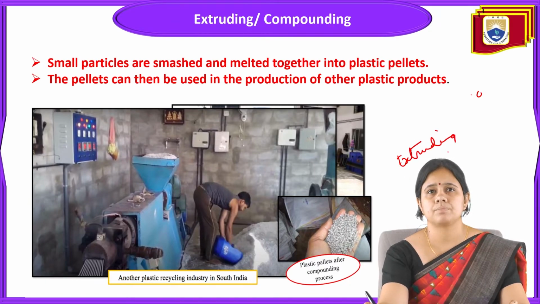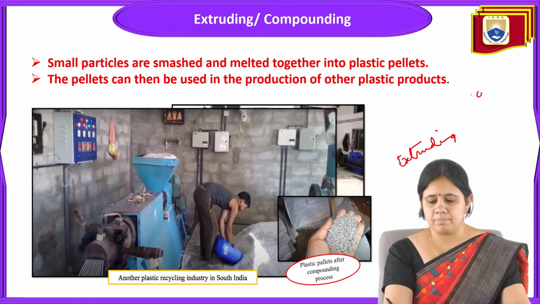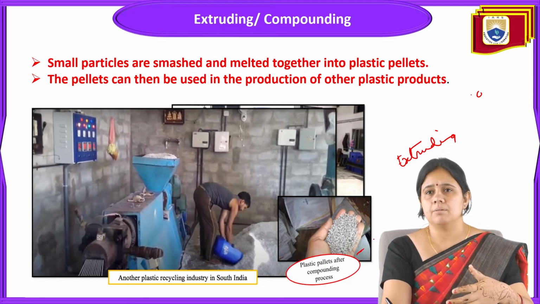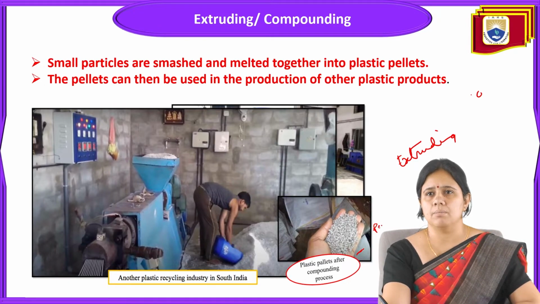Extruding means small particles are smashed and melted together into plastic pellets, and the pellets can then be used in the production of other plastic products. So this is the picture of the pellets that can be made after the compounding process. After the compounding process, this type of small pellet has been made.